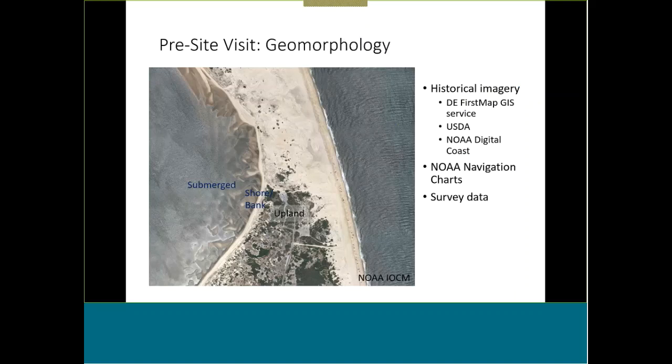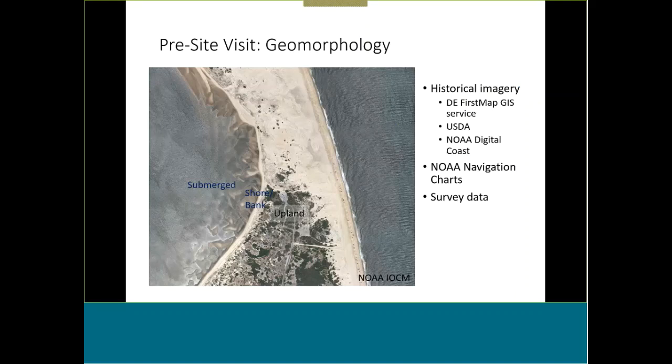The geomorphology that we look at in the site evaluation is broken up into three different sections: submerged, along the shore or bank, and in the upland. It's important to try to identify as many features as you can using the resources available to you. But I know a lot of times it's going to be hard to identify these big geomorphologic features in aerial imagery because the water in Delaware tends not to be the clearest.